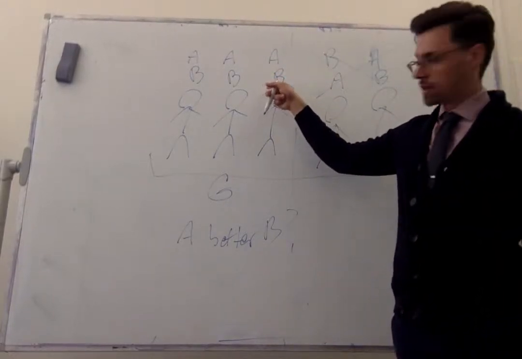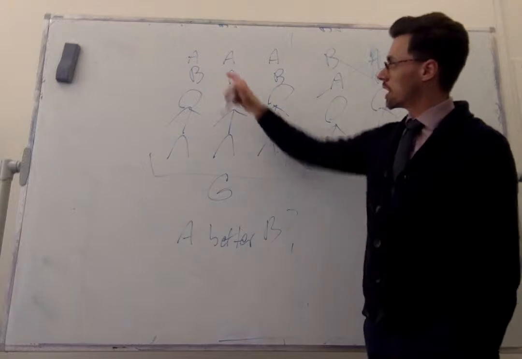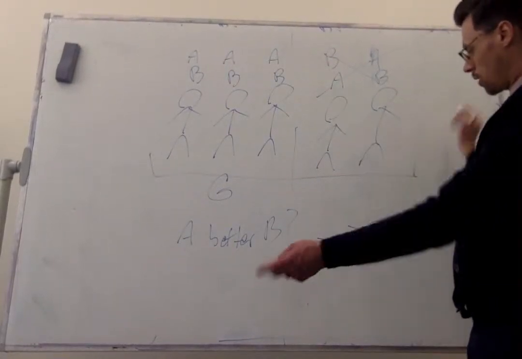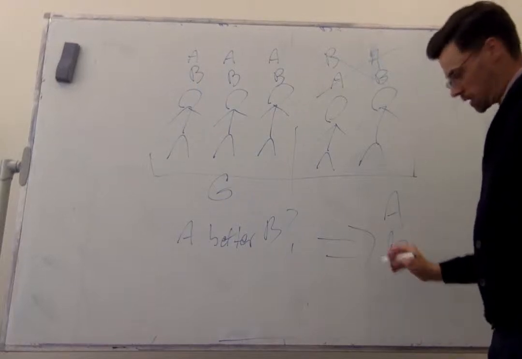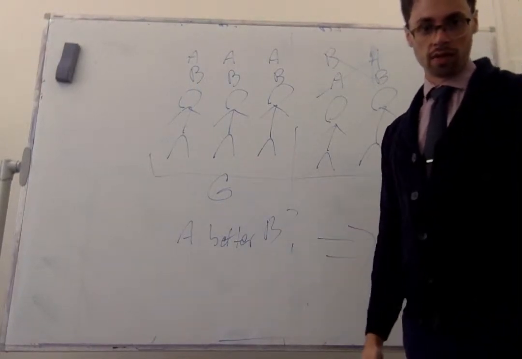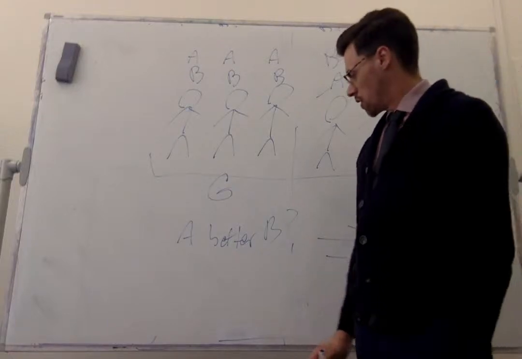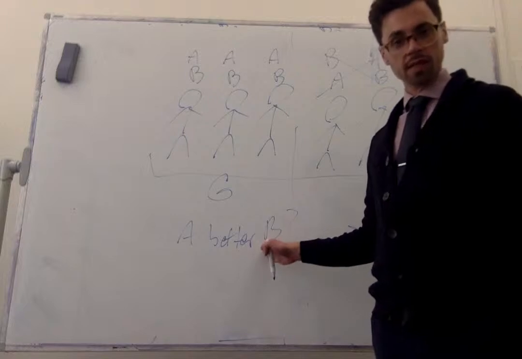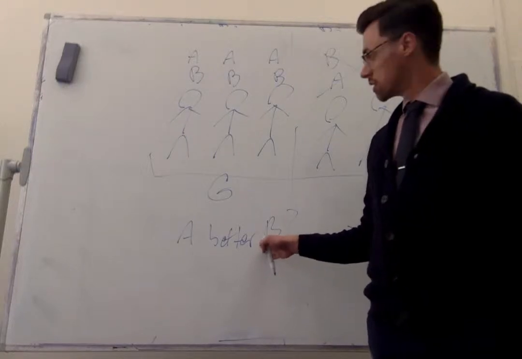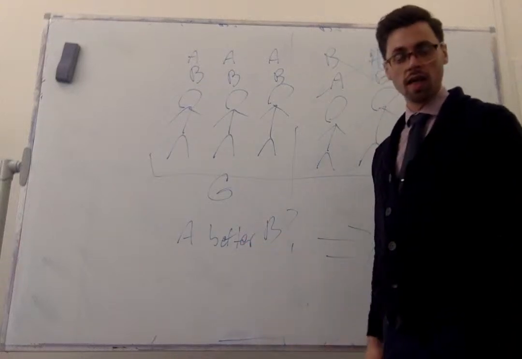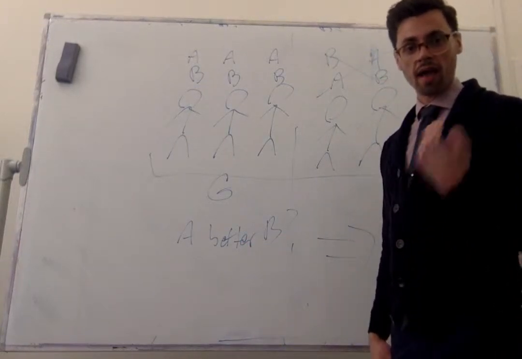If this group is decisive about this question and they all rank A better than B, then the group as a whole prefers A to B. That's what it is to be decisive about a question. And what we're going to show now is that if the group is decisive about any question, then they're decisive about every question.